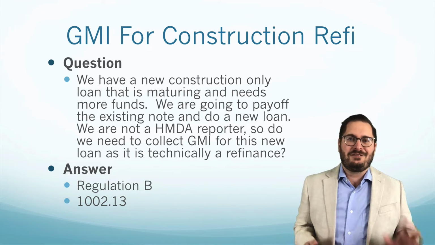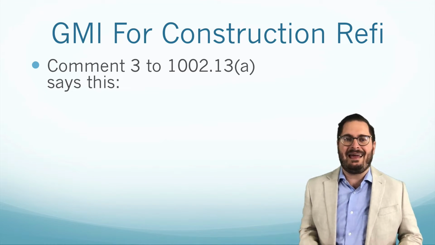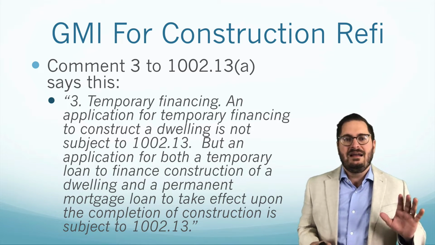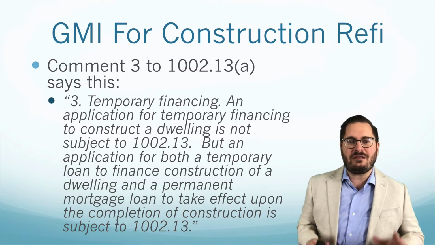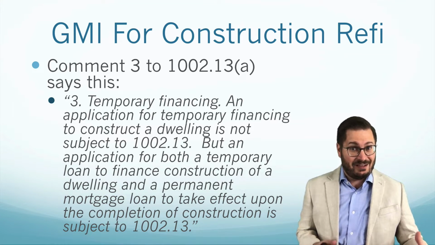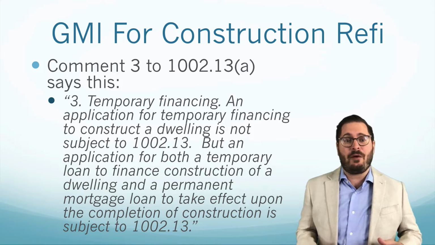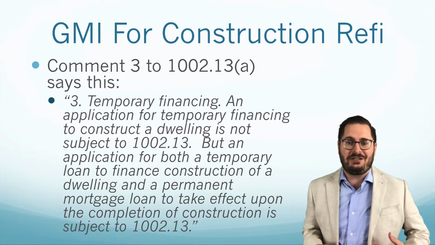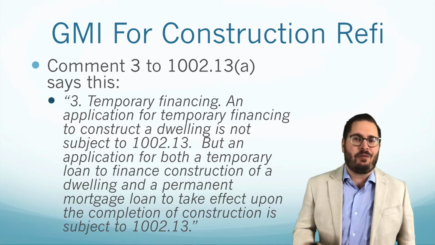Now, let's look at the rule, because comment 3 under the commentary to 1002.13a gives us an out for the construction loan. It says this, it says temporary financing. An application for temporary financing to construct a dwelling is not subject to the government monitoring information data collection requirements of 1002.13. But an application for both a temporary loan to finance construction of a dwelling and a permanent mortgage to take effect upon the completion of construction is subject to 1002.13.